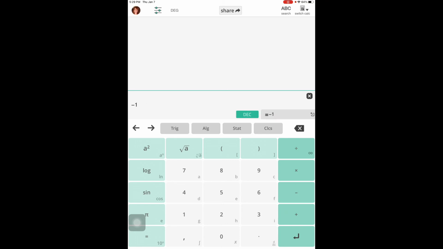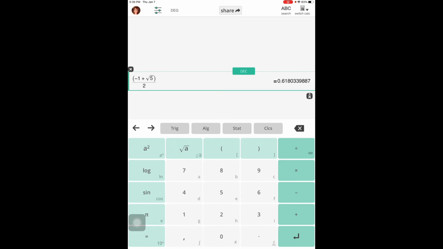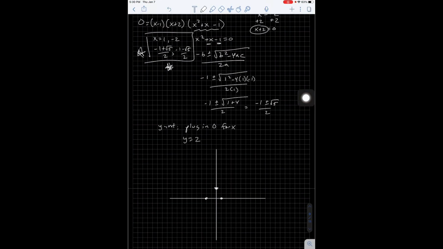So negative 1 plus the square root of 5, and then we're going to divide that by 2. Let's do it this way. Divide it by 2. All right, so I'm getting approximately 0.62 for that one. So 0.62 is where in here?